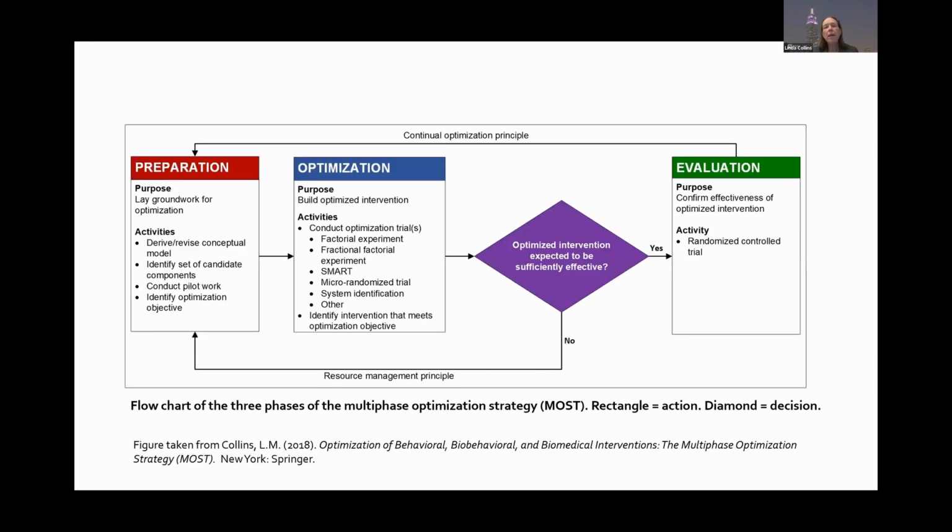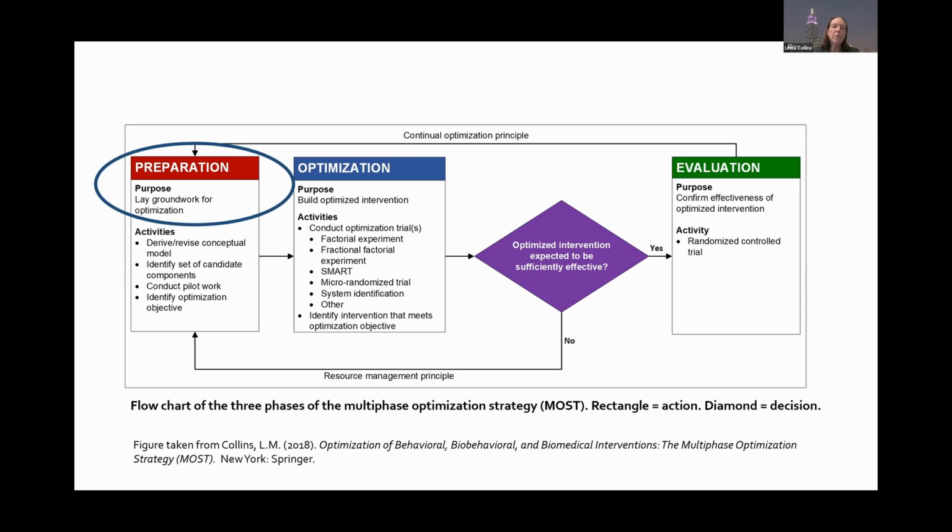This is a schematic of the multi-phase optimization strategy. Some of you may have seen this before. It's adapted with a few small changes from my book. And all of this is a work in progress. And I think we're going to be seeing some more minor changes to this figure in the coming years. But the basic idea of these three phases, preparation, optimization, and evaluation, that's the essence of it. And I'd be surprised if that changes in any significant way.